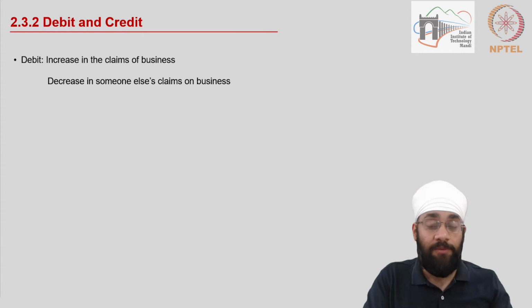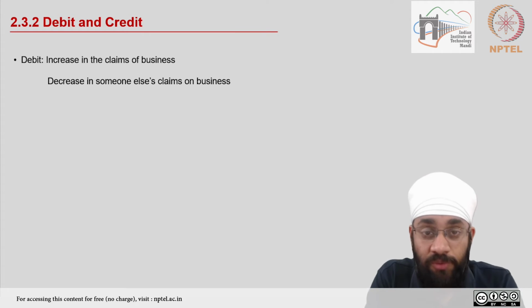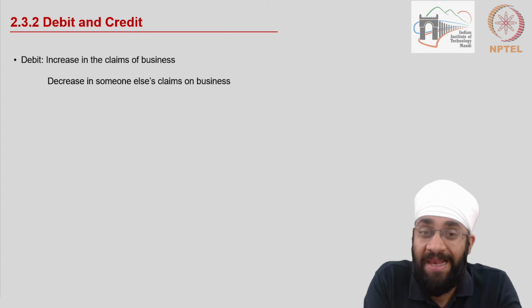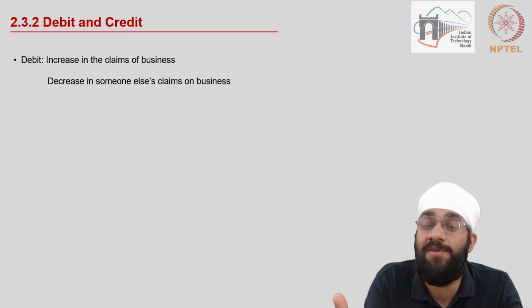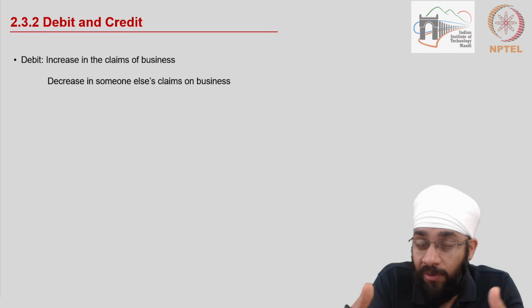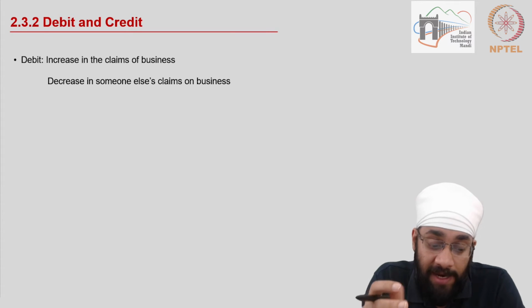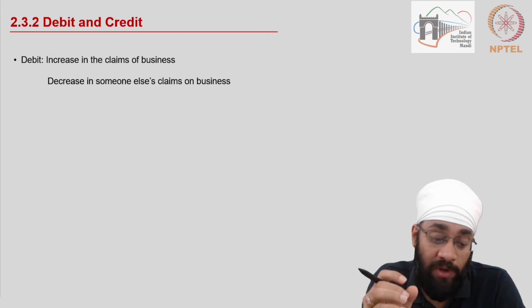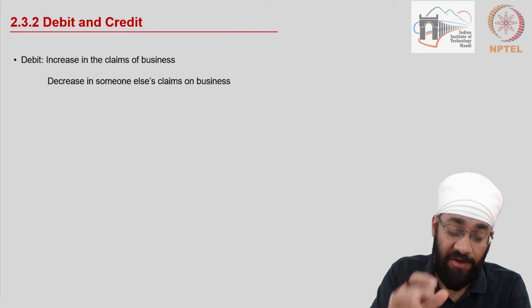All right, so now let me introduce you to the two terms, debit and credit. Now you very well understand what is meant by claims of a business, and how a claim can be created, or claims can go down as well. At this point in time, you are very well equipped to handle these two terms, debit and credit.